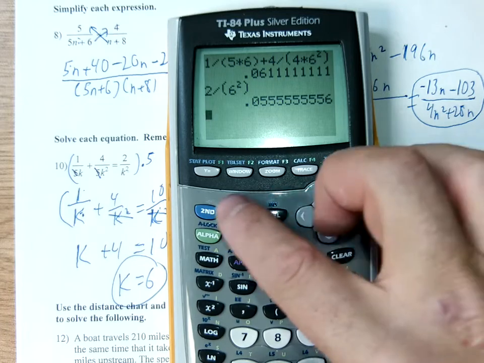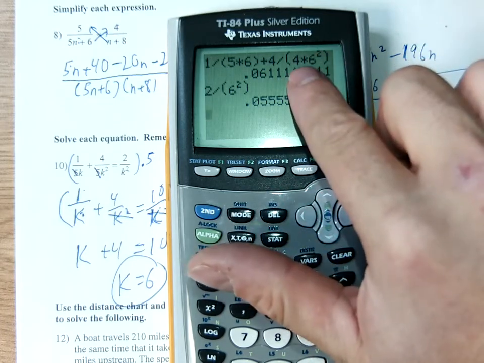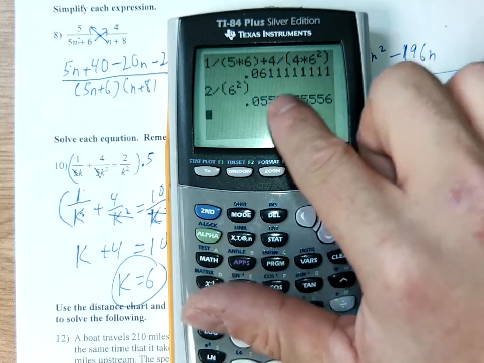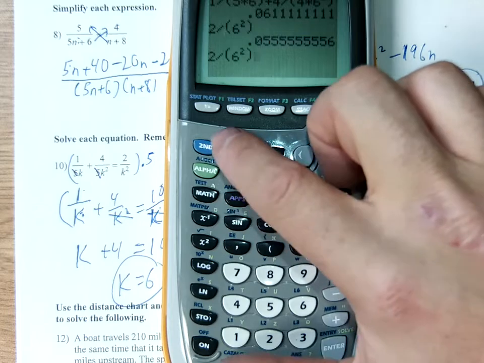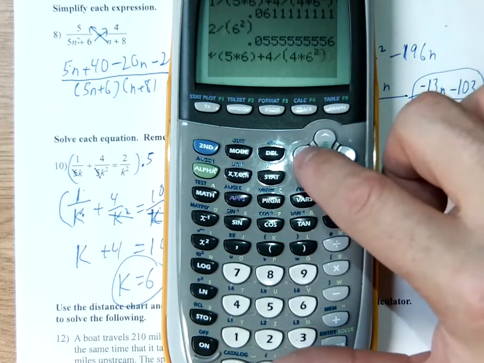Oh, sorry. You see my mistake? Right there I used 4 times 6 squared. Should have used 5. So if I want to go back, I could do second entry to go back and retype in. Instead of a 4 there, I wanted a 5 there.